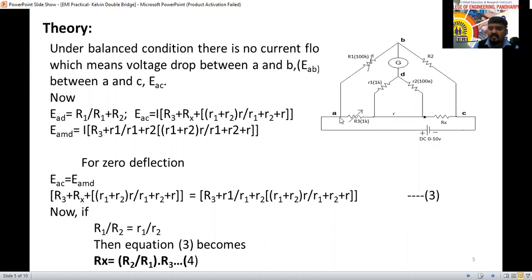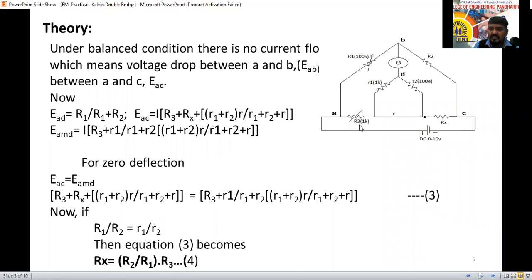Based on that, according to the current equation, the voltage drop across this one, we can consider which current we are passing here, I current, IR3 like that. By considering this, EAD is R1, since the A terminal is linked with R1, divided by R1 plus R2. We are going to consider R1 divided by R1 plus R2.